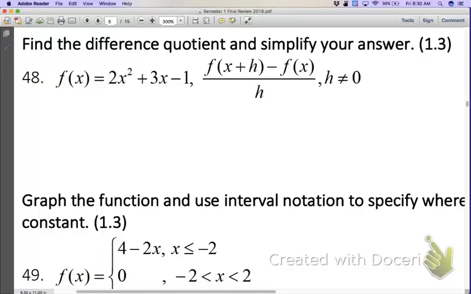All right, 48 deals with finding the difference quotient and simplifying your answer. 48 would be a good one to know how to do, especially for possibly the short answer portion of your final. Just saying, might be one you know how to do. Not saying it's on the final, not saying it's not, but I'm just saying you might want to know how to do that one.